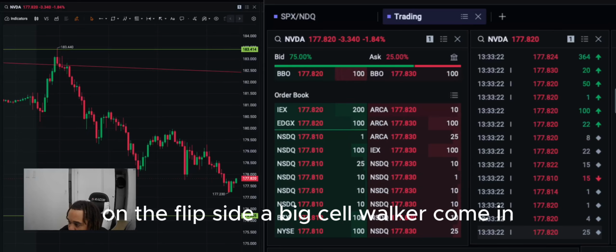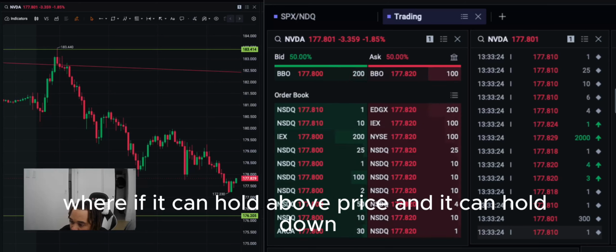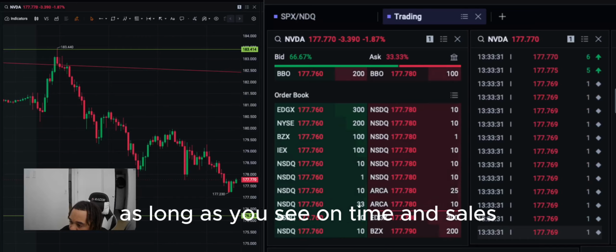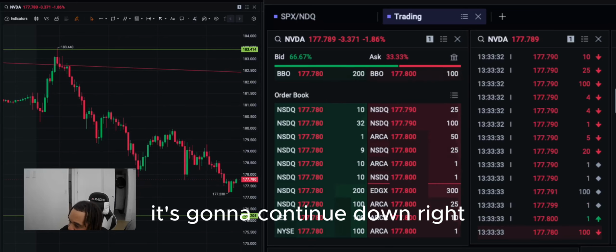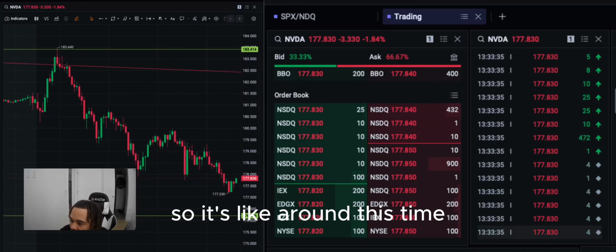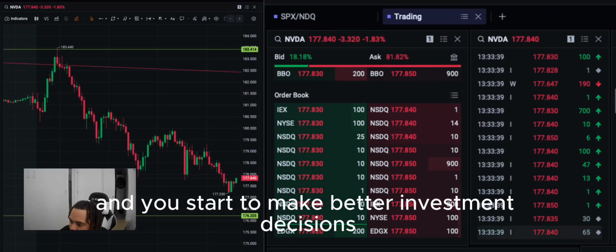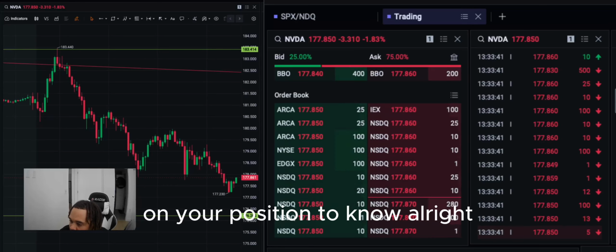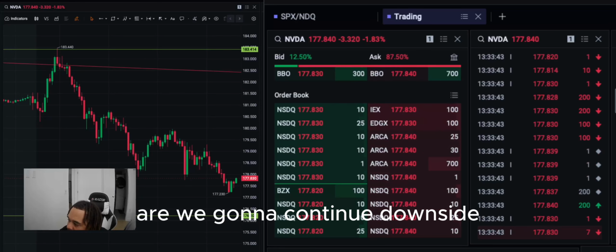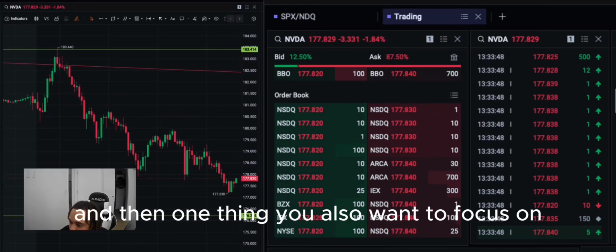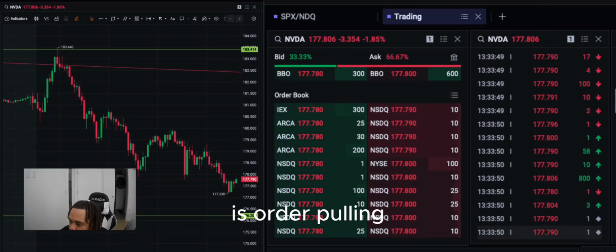On the flip side, a big sell wall could come in where, if it holds above price, it could act like resistance and we're going to go down. And as long as you see on time and sales that we're seeing large red prints, it's going to continue down, and vice versa. So around this time, that's when you start to mix everything together and you start to make better investment decisions on your position to know, all right, are we going to continue downside? Are we going to continue upside? And that sort of stuff, right? And then one thing you also want to focus on is order pulling.